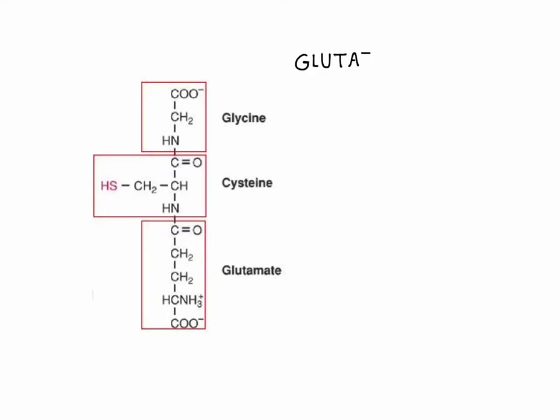Glutathione is a tripeptide composed of glycine, glutamate, and cysteine. Notice that the glutamate is attached through its gamma carboxyl group, not through the usual peptide carboxyl.